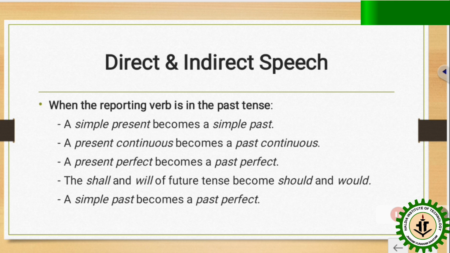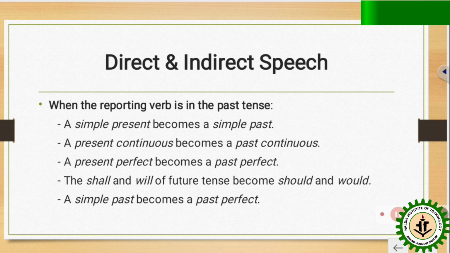In indirect speech, the sentence will become, he said that his master was writing letters. So is writing, that is in present continuous tense, will be converted into was writing in the indirect speech. Coming to the third point, that is, a present perfect becomes a past perfect. Let us have an example.